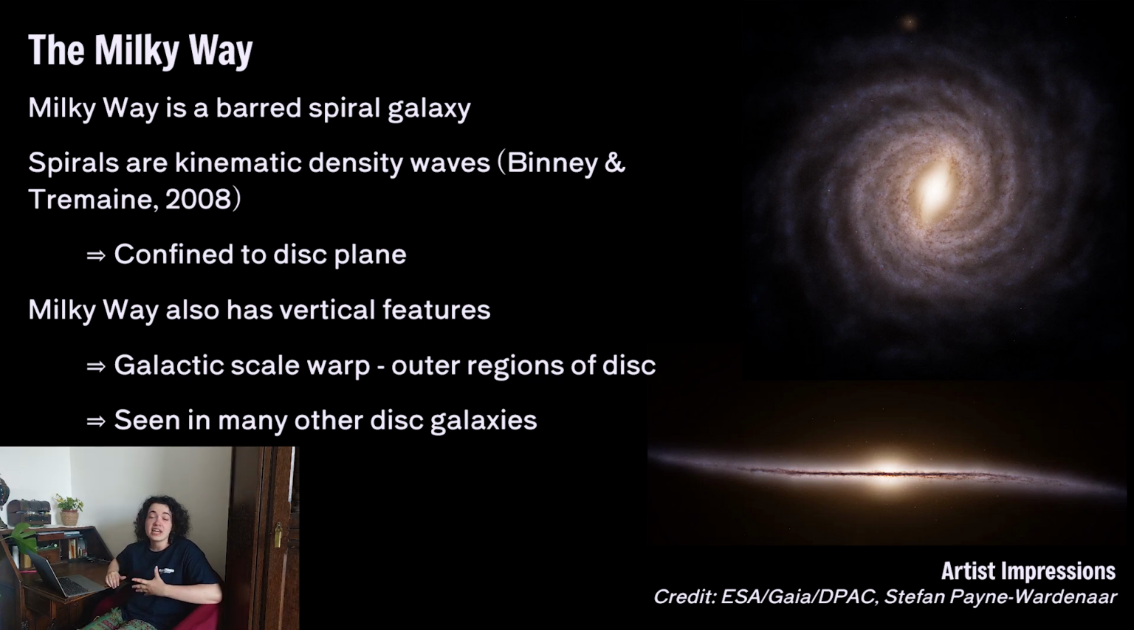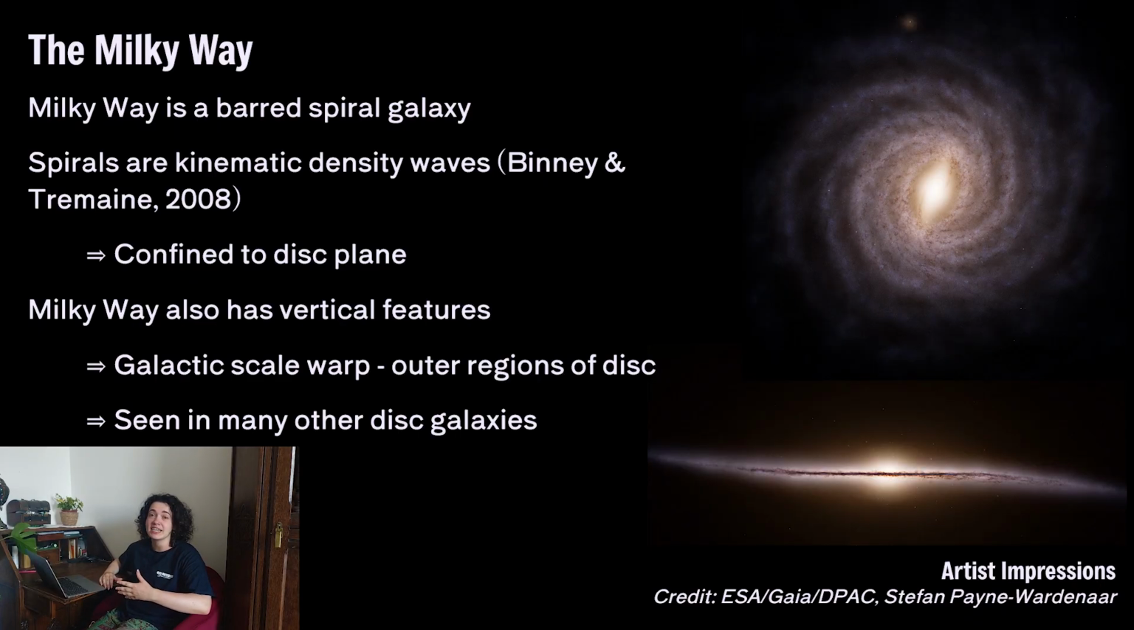Instead, the Milky Way actually has a very unique vertical feature, which is a galactic scale warp. And you can actually see this in the image at the bottom here. It's sort of like an S-bend, and it mainly affects the outer regions of the disk. So we're talking about roughly 9 to 12 kiloparsecs outwards. So what's that in light years? I think if you multiply it by 3, that's about 30 light years from the galactic centre, so a little bit further out from the sun's radius.